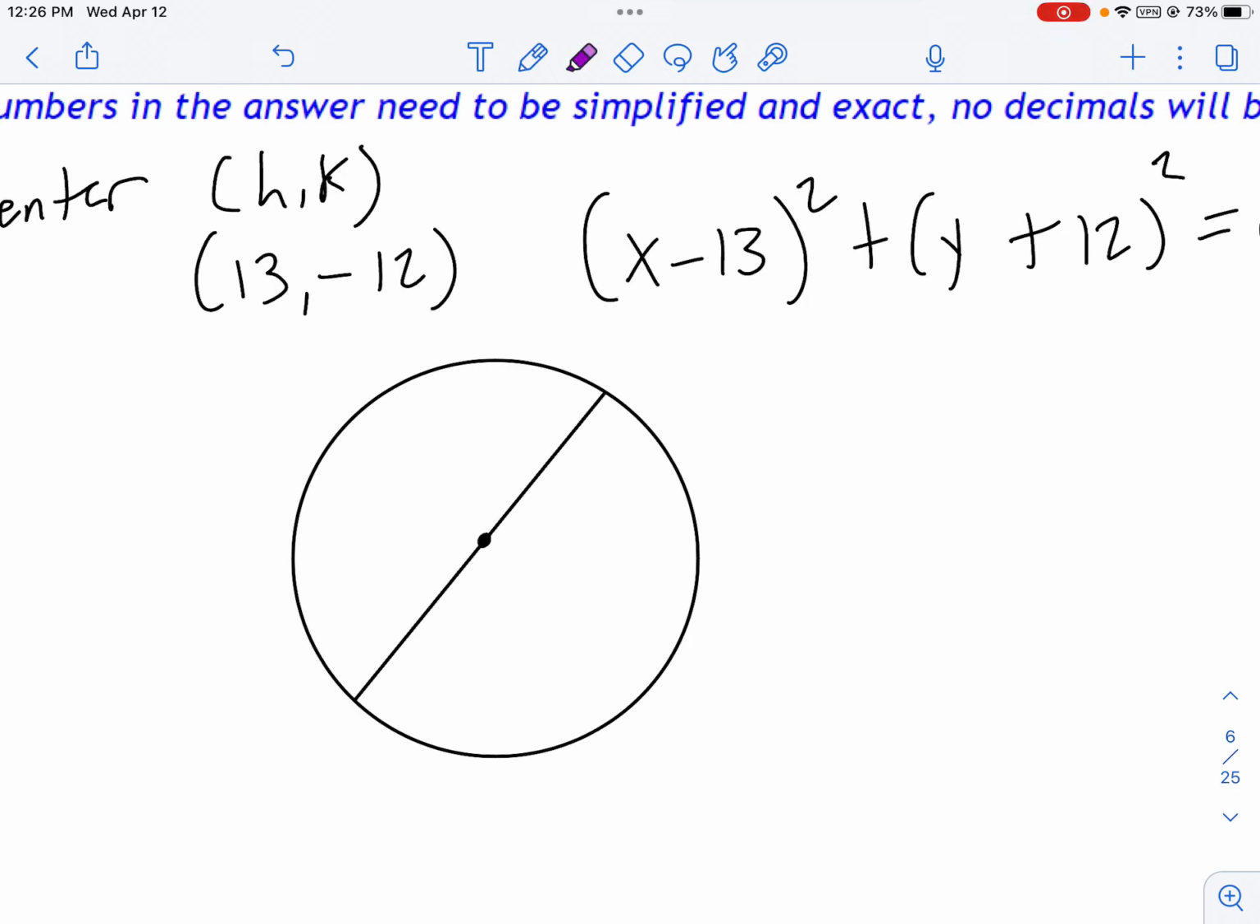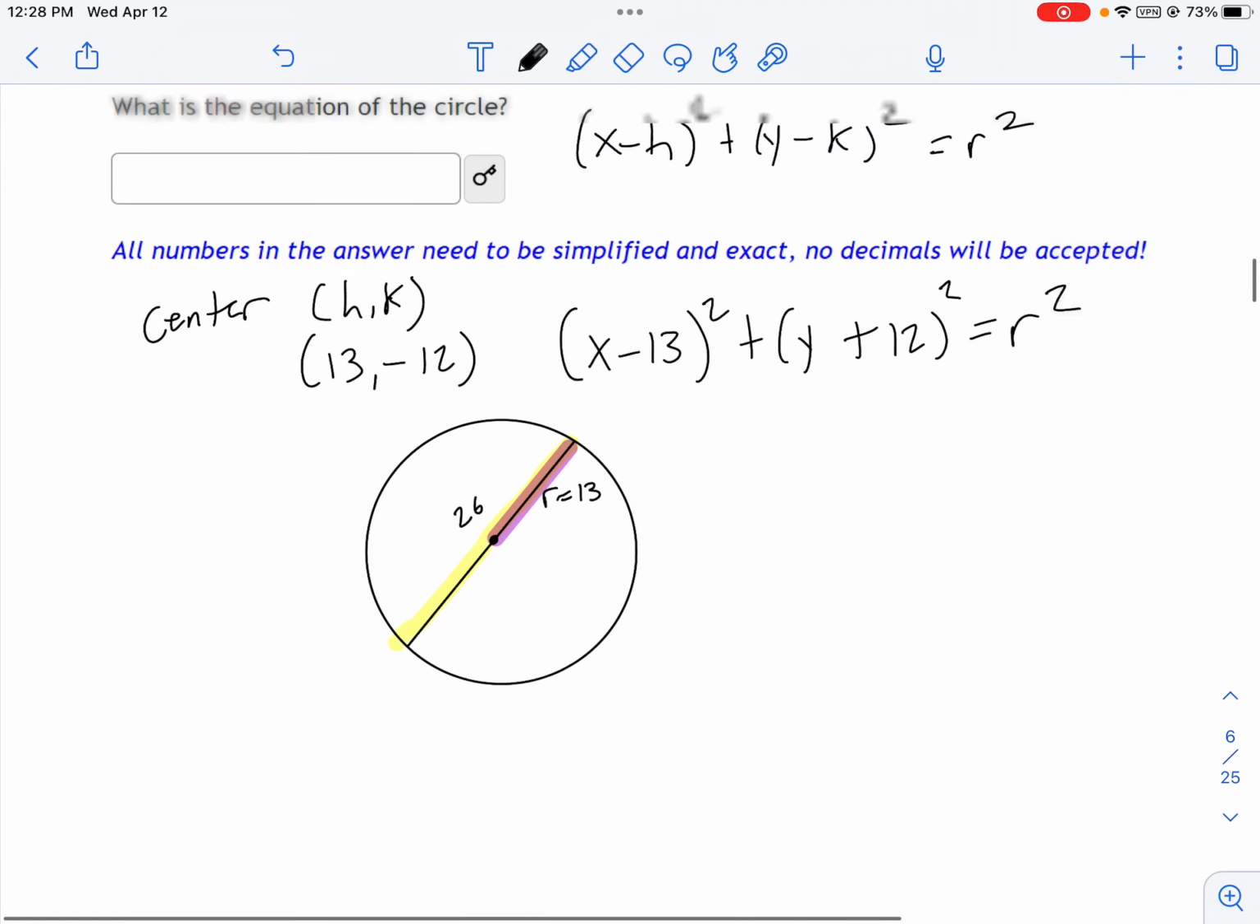Now, a radius is only part of the diameter. It's only the part from the center to the circumference, to the outside. So if that small section's a radius and the diameter is the whole shebang, and we know the whole thing is 26, then what's the relationship? Well, the radius is half of the diameter, so the radius is 13. Okay?